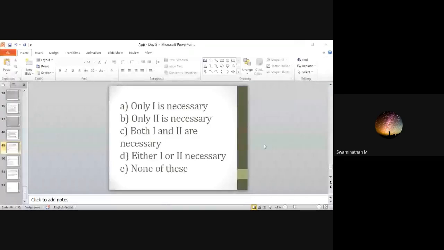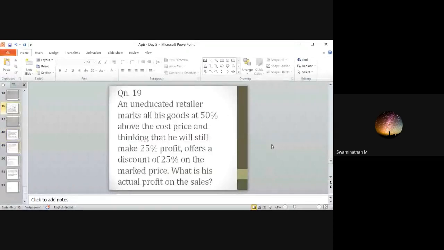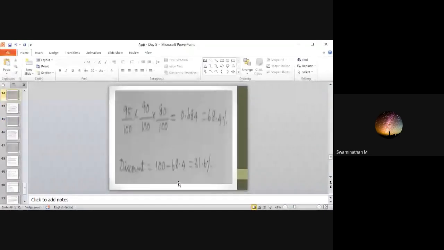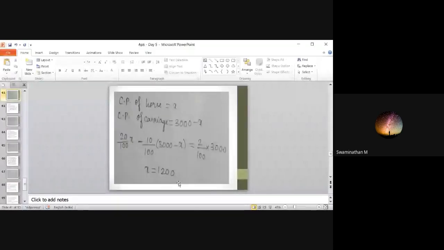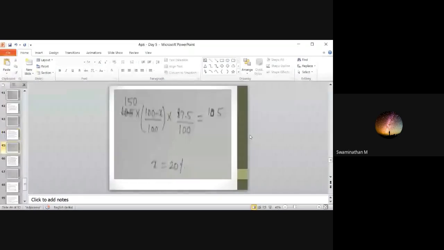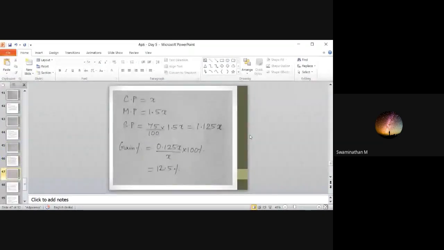So questions can be data sufficiency or the problems we have seen before. Normal problems can also be asked, or data sufficiency can also be asked. Okay, that's all with profit and loss. Understood? Shall I go further? Okay.